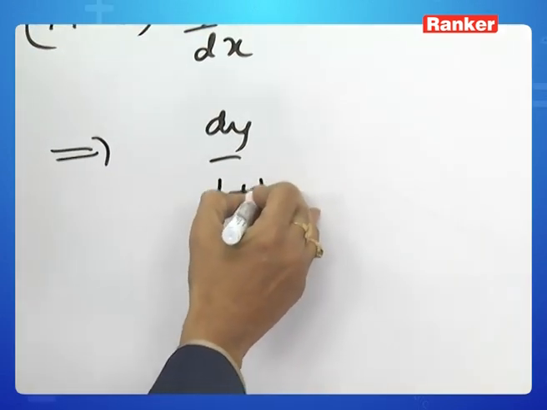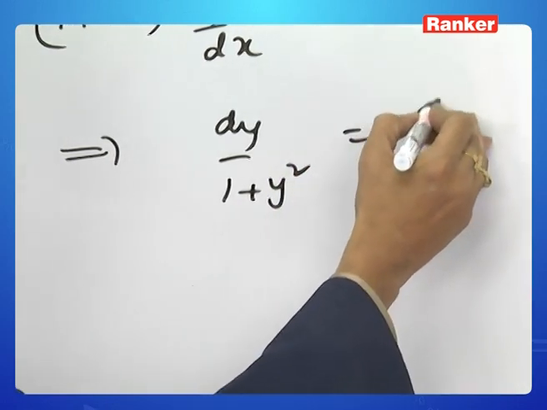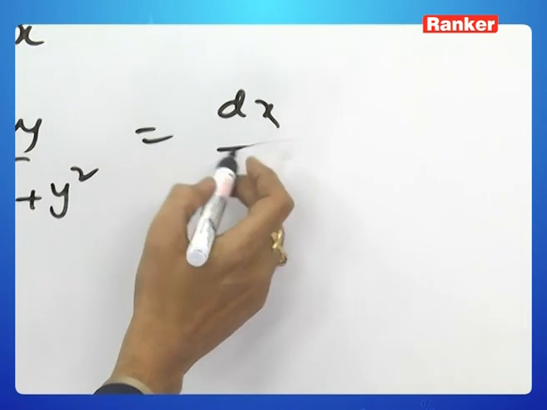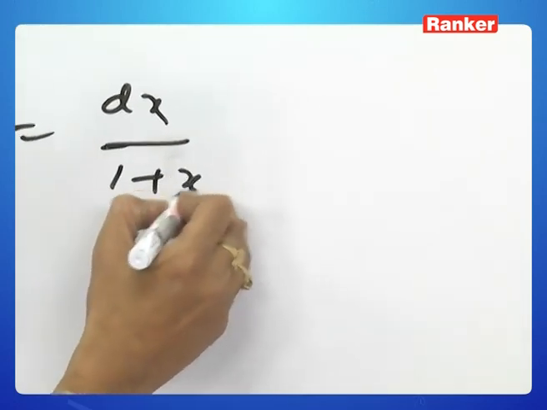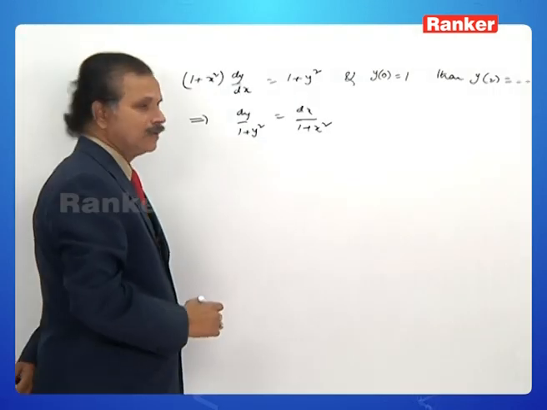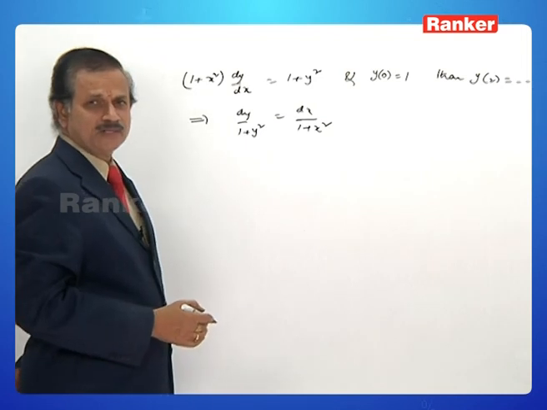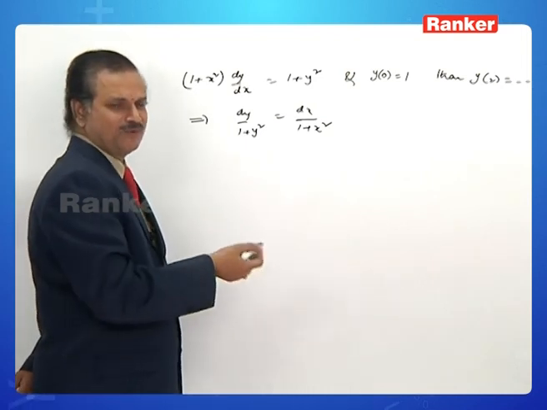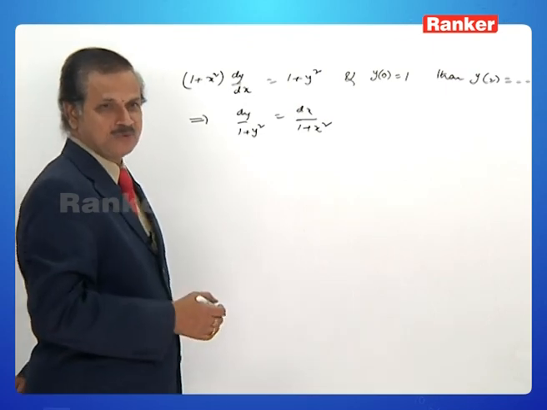By changing the variables conveniently, it can be written like this. Any problem? dx by 1 plus x square. Okay, variables have been separated. That is why this problem is thrown in the model variables separable model.